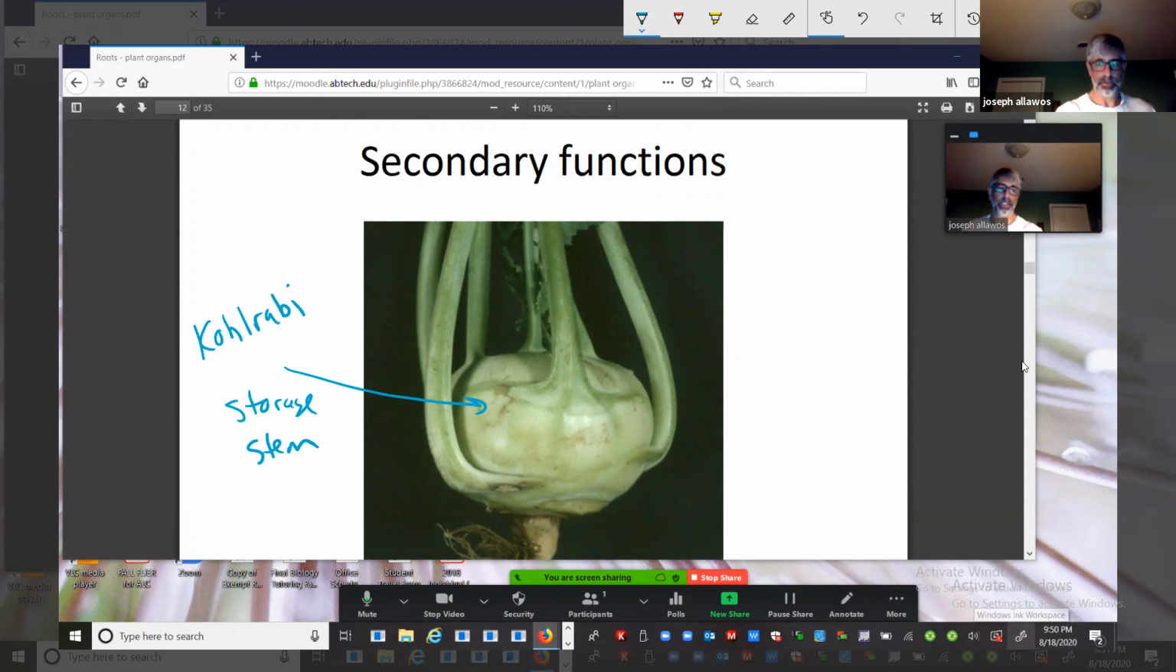Okay, so that's a good secondary function. This is an edible plant. It's a brassica. Anytime you hear me use that word brassica, the Brassicaceae is the mustard family. So what are some important crops in the mustard family? There are lots. There's kale and collards and broccoli and cabbage and cauliflower, kohlrabi, radishes. These are all brassicas. And so this particular brassica has a storage stem. Okay.